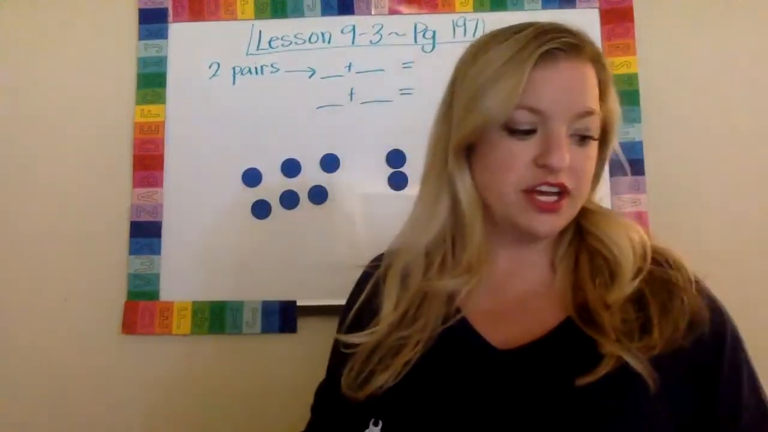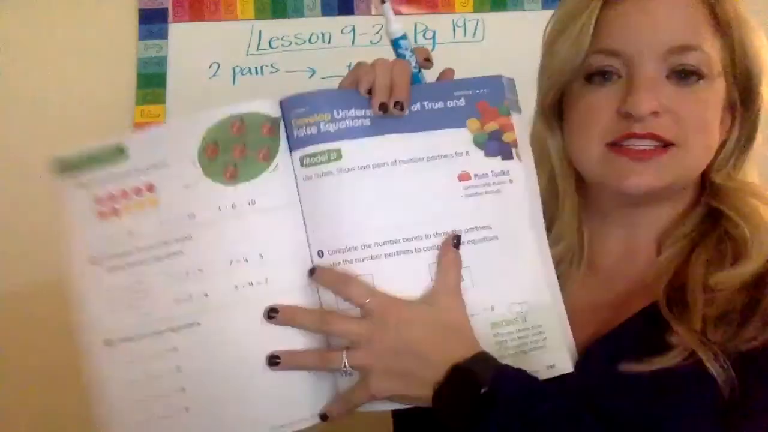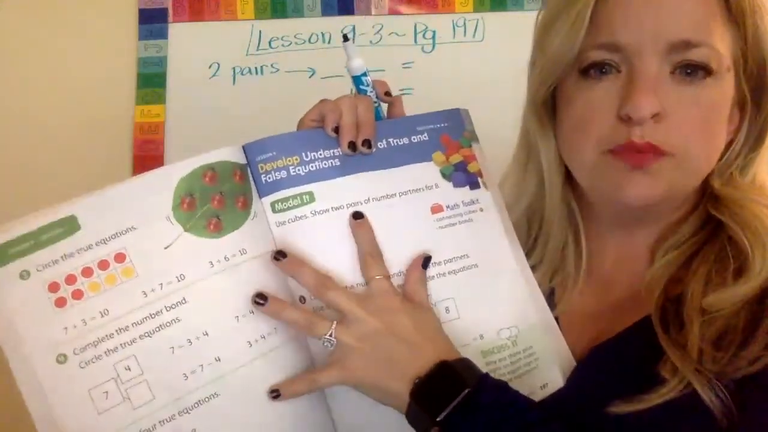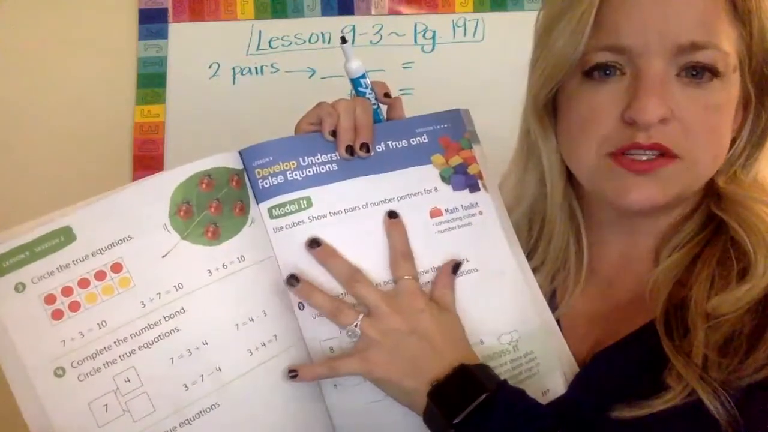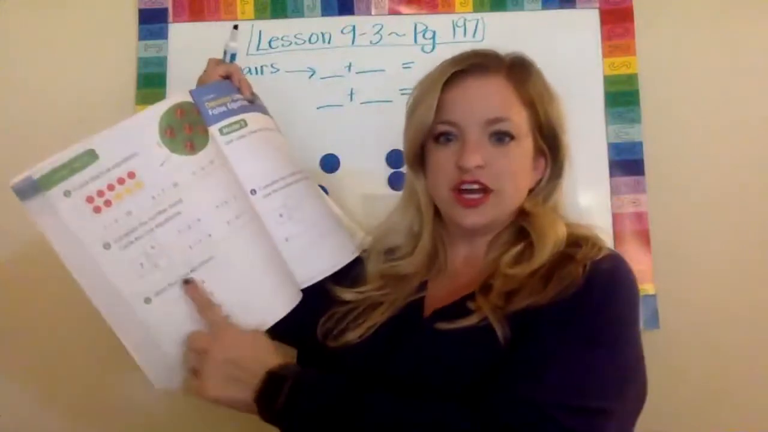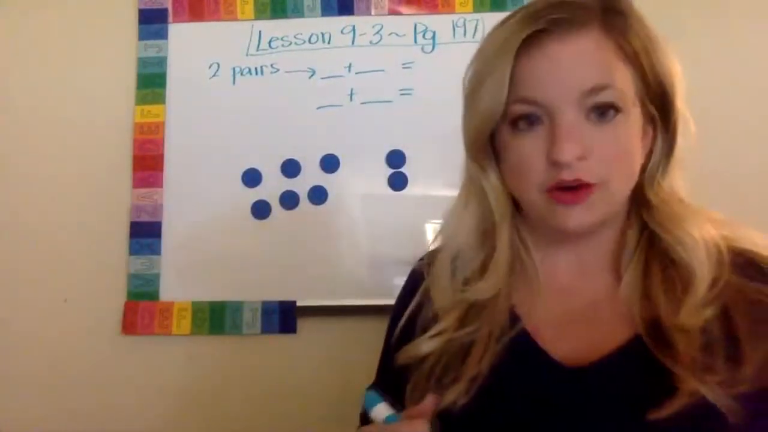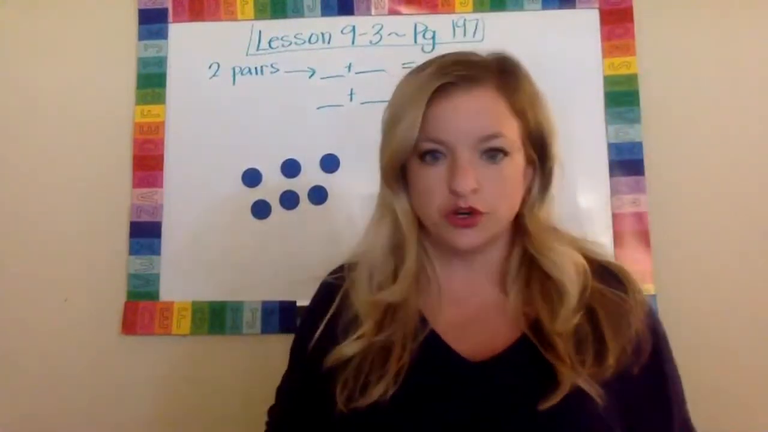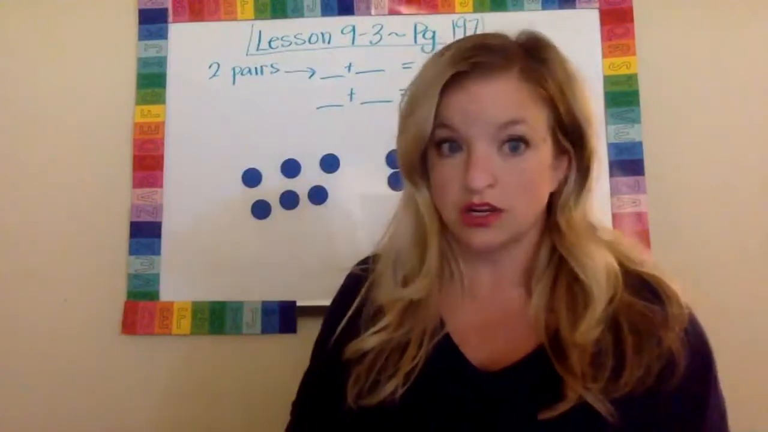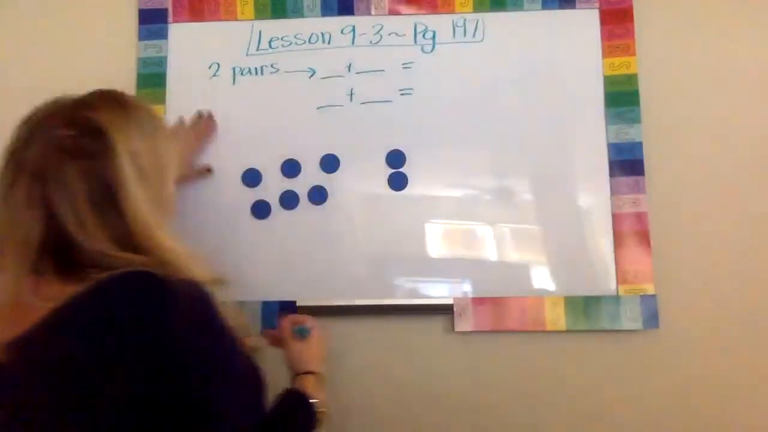It doesn't have a try it. It starts out with model it in the green. It looks like this. And it says use cubes, show 2 pairs of number partners for 8. So we just ended yesterday doing all these equations to 8, but I suggest you break out your erasers, your cubes, and you play around and don't even look at yesterday's work because this will help you understand a little bit more. So I'm going to do 2 pairs.